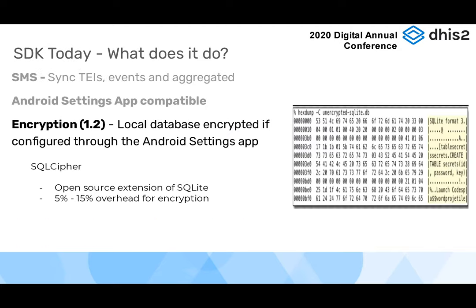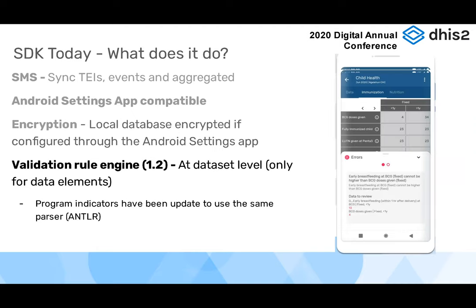It has encryption. This is really important, for example, for HIV implementation, when you want to have the database encrypted. So also from 1.2, the local database can be encrypted. We have a validation rule engine at the dataset level only for data elements, using the same engine as program indicators, and it will show you what are the data elements and the data values that are violating the validation rule.